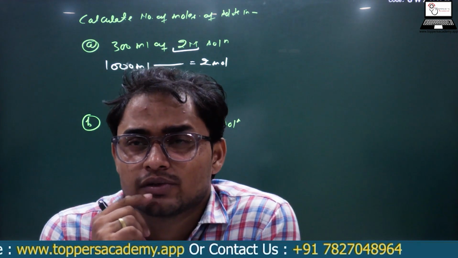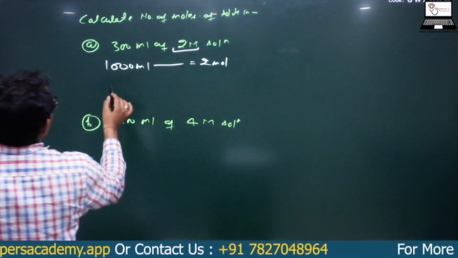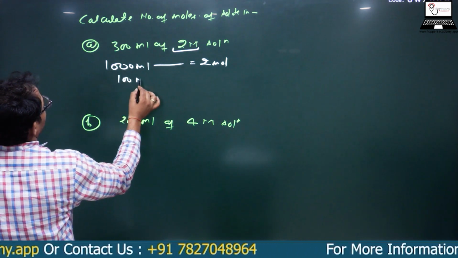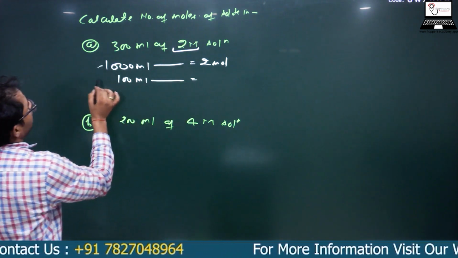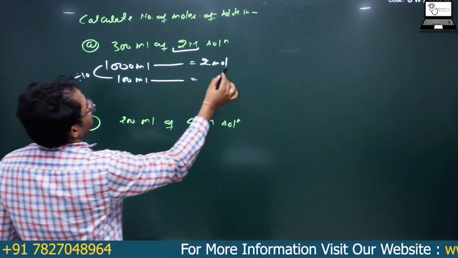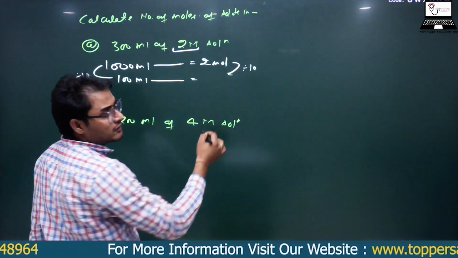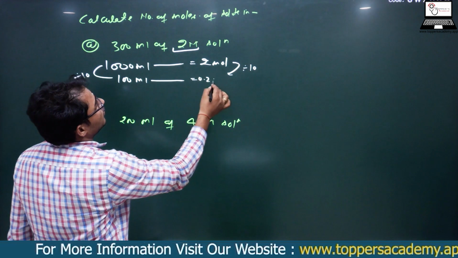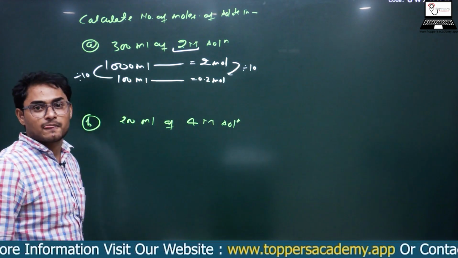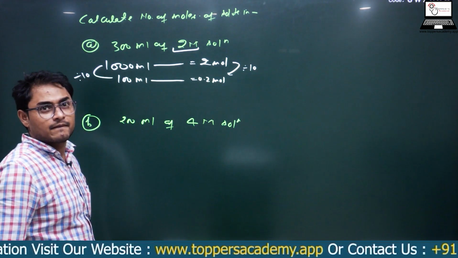So what I am going to do, listen my dear students, I can calculate for 100 ml, dividing by 10. If 2 is divided by 10, that means you are going to get 0.2 mole.